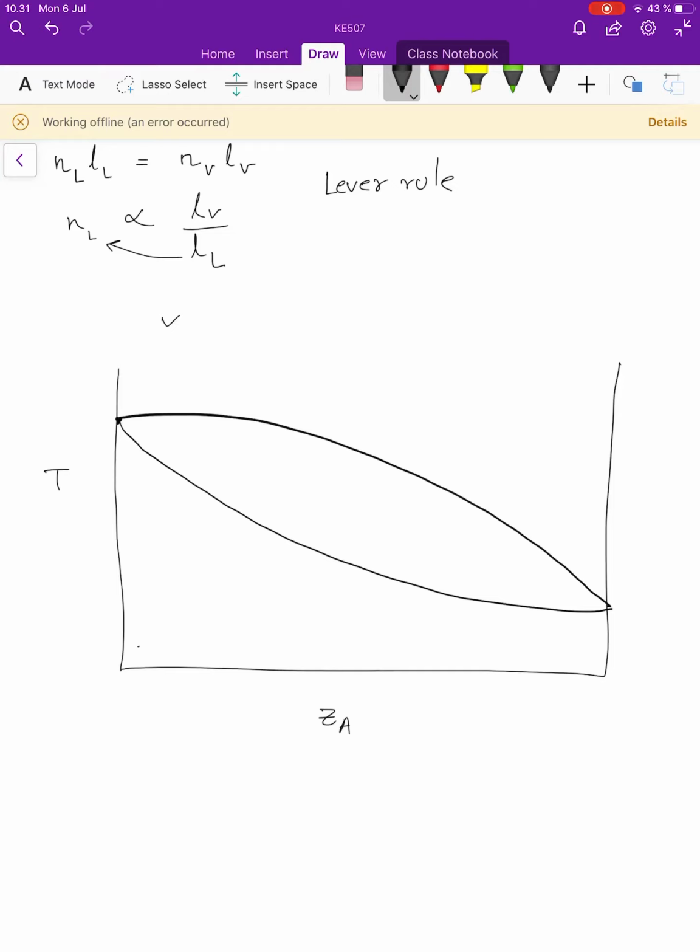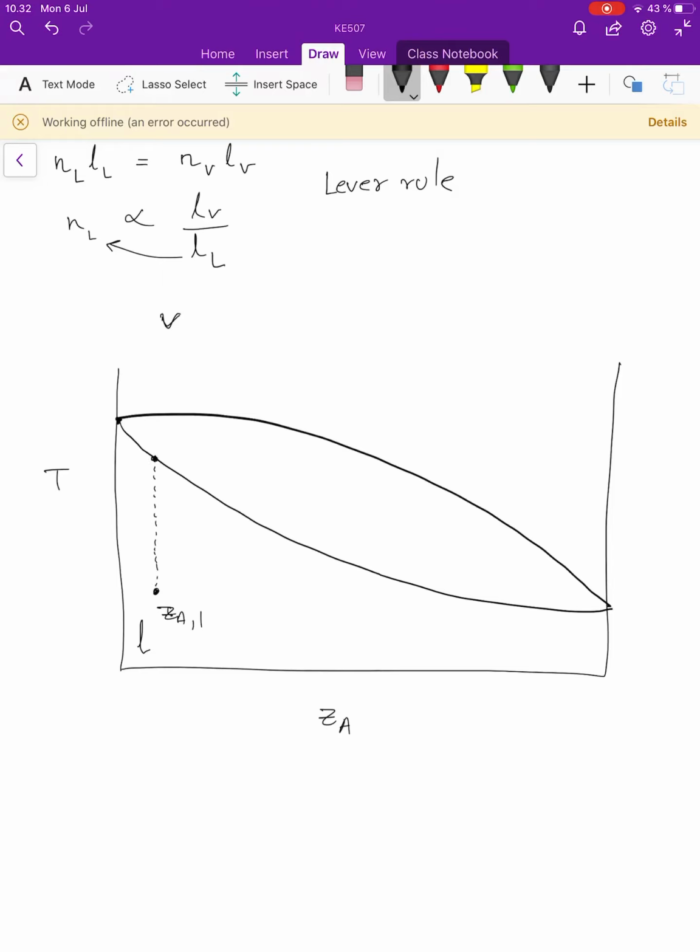At low temperatures, the two components coexist in a liquid phase, while at high temperatures everything is in the vapor phase. And we are talking about an ideal mixture with two liquids, both of which are volatile, but one is more volatile than the other. So let's say we start at this composition, let's call it ZA1, and we start heating the liquid.